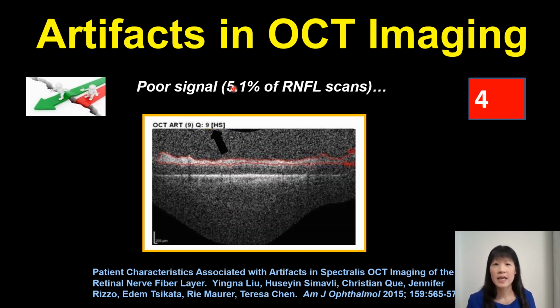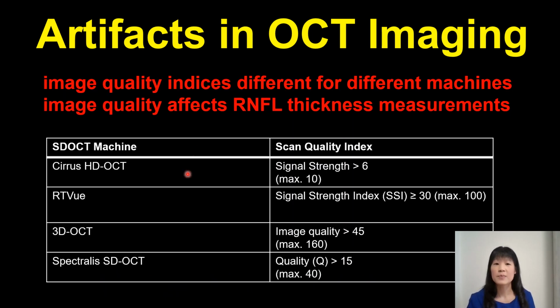Number 4, more common, we can about 5% of the time have poor signal. So here's a Spectralis scan where the quality Q index, signal strength, is 9. And for the Spectralis machine, 9 is low because the maximum value is 40. So I need to view that OCT scan as being suspect.